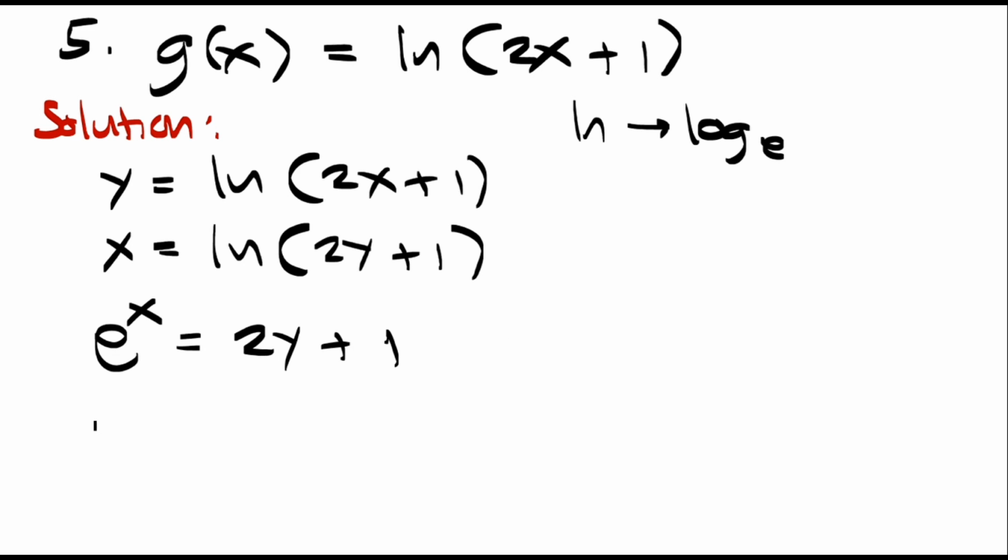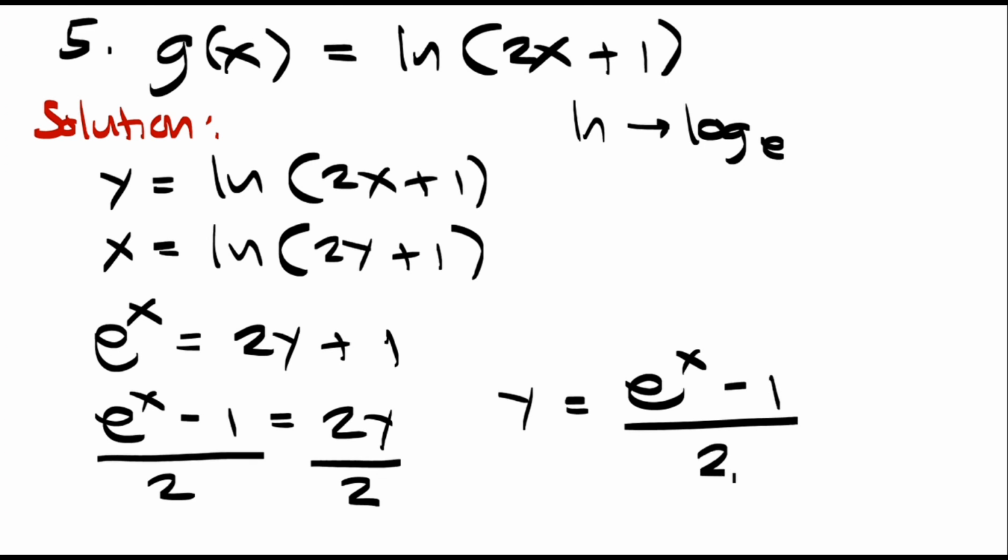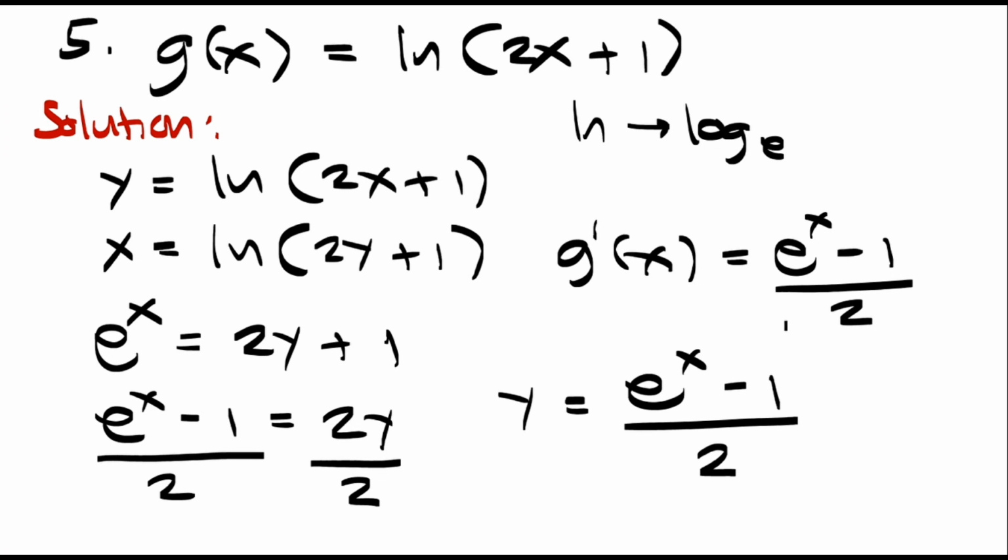We transpose 1, so we have e to the x minus 1 equals 2y. Divide both sides by 2, so we have y equals e to the x minus 1 all over 2. And again, this is now the inverse of ln of 2x plus 1. To denote the inverse of g of x, we have g prime of x equals e to the x minus 1 all over 2. So this is now our final answer.